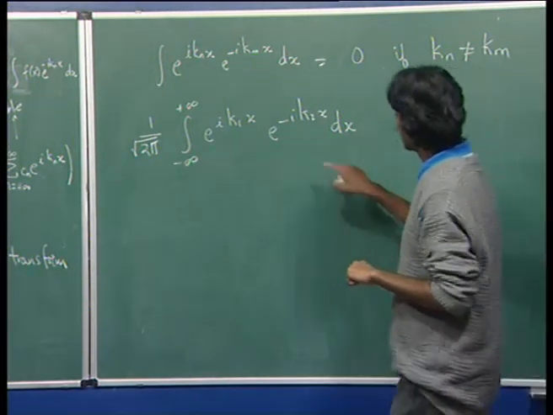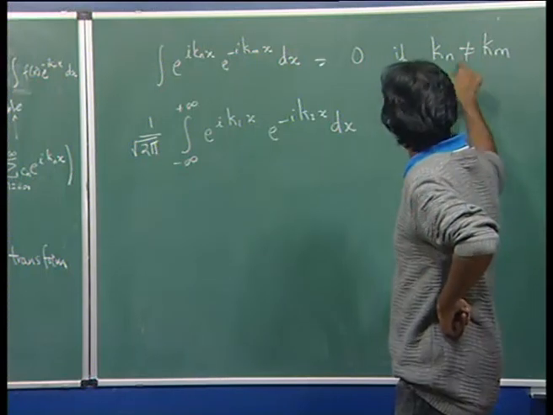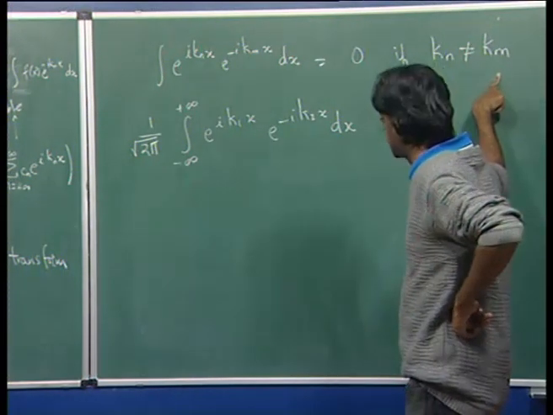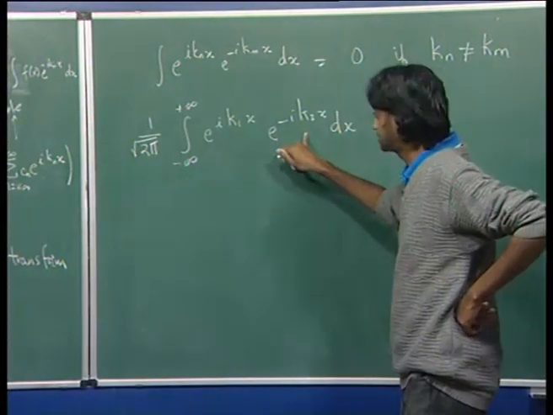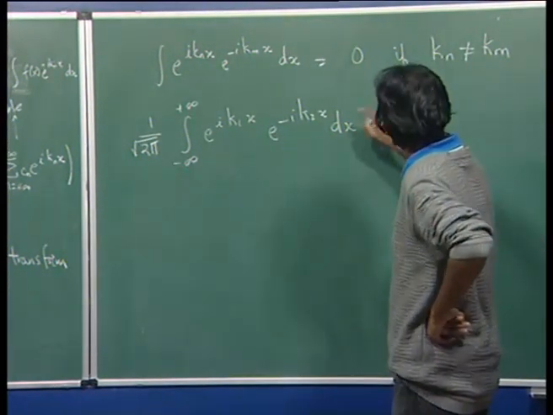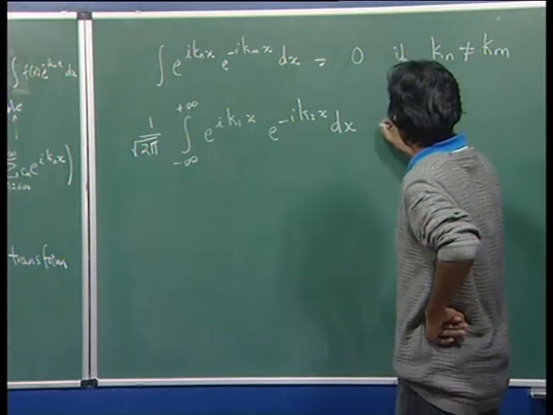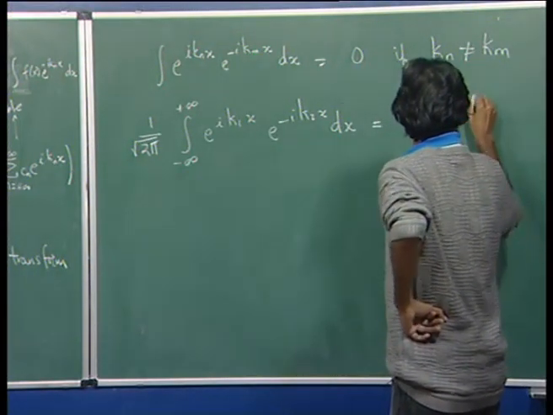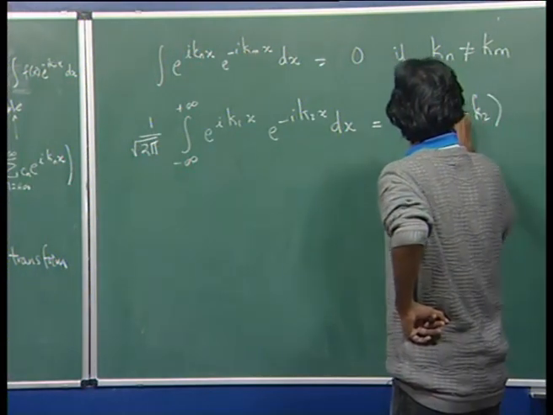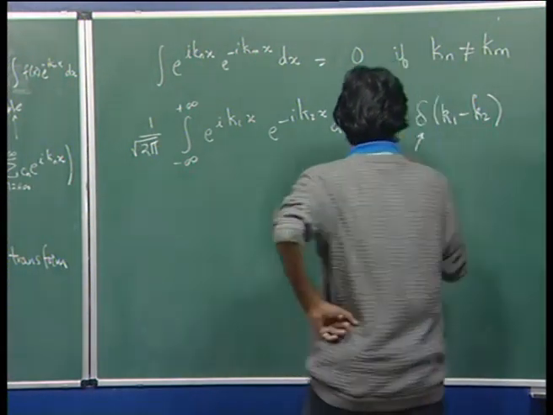This is 0 if k1 is not equal to k2. But since k1 and k2 are continuous variables, this goes from a Kronecker delta function to something called a Dirac delta function.